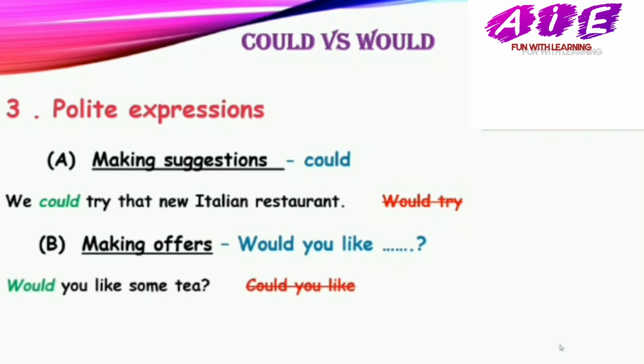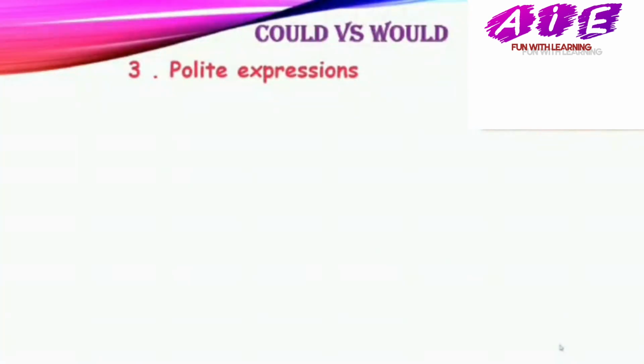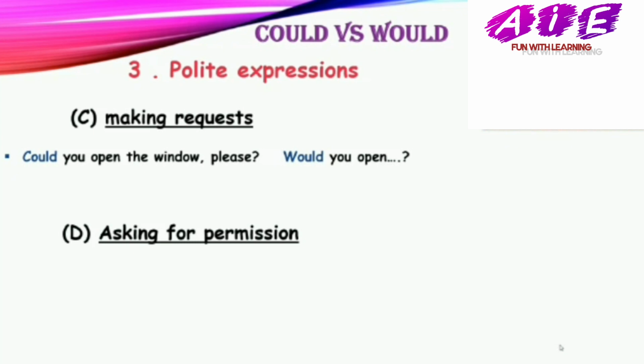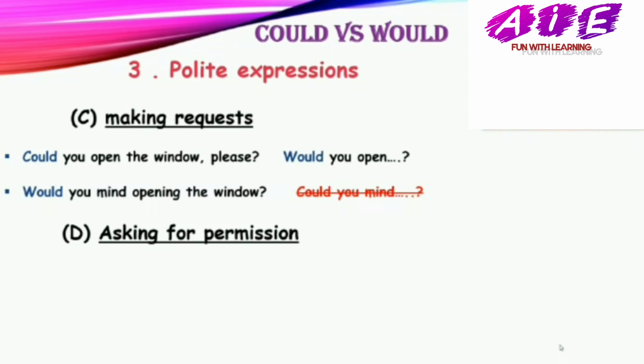So here we cannot use could, but making a request is different because it is possible to use both could and would. For example, could you open the window please? You can also say, would you open the window please? Although this is very formal and polite. However, we also sometimes use would you mind, as in would you mind opening the window? This is a request, but this phrase is fixed. You cannot say, could you mind?